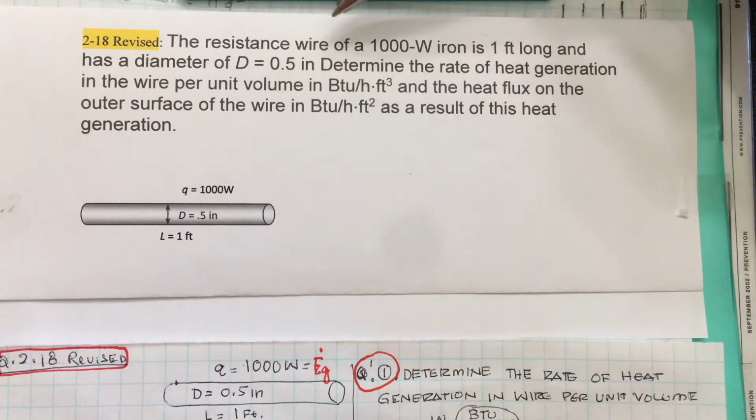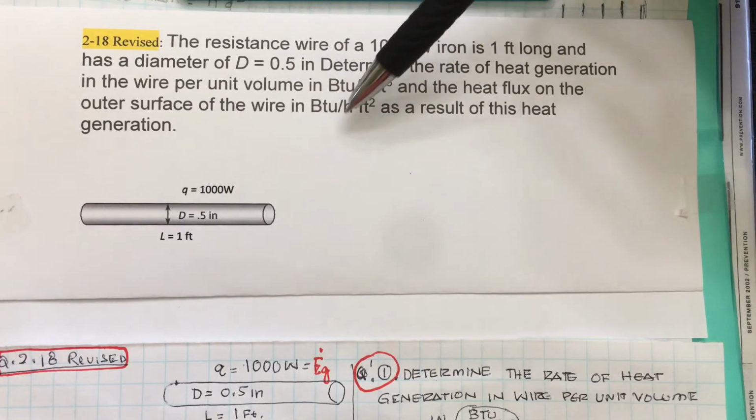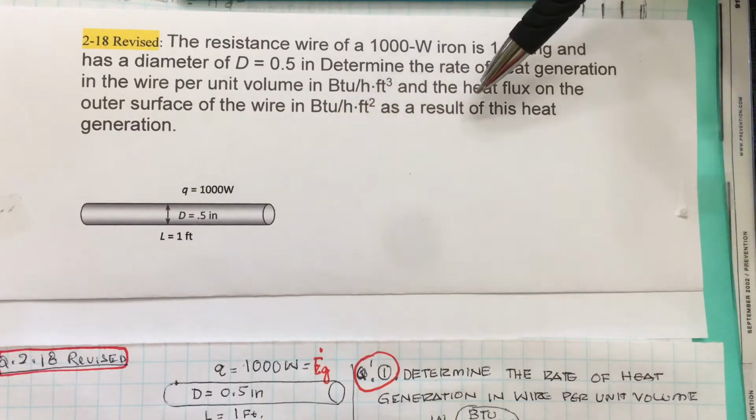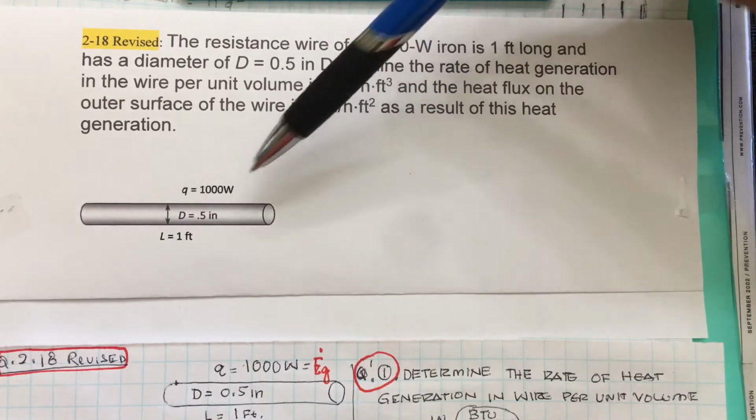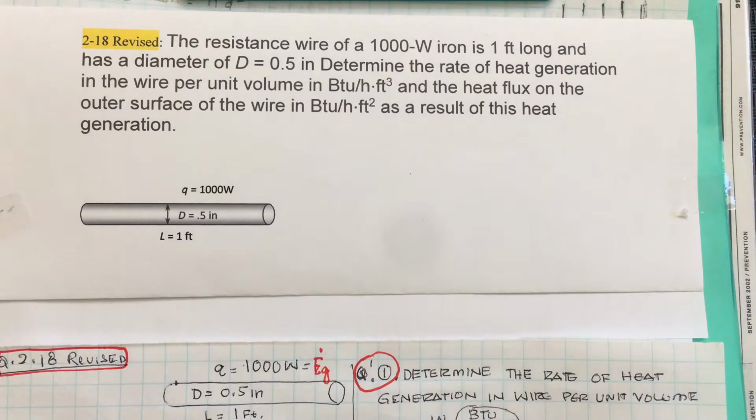The resistance wire of a 1,000-watt iron is 1 foot long and has a diameter of 0.5 inches. Determine the rate of heat generation in the wire per unit volume, in BTU per hour per feet cubed. This is the reason why I'm showing you this, so how to convert it. And also the heat flux on the outer surface of the wire, in BTU per hour per feet squared, as a result of this heat generation. So the dimensions are there, and the rating of the wire is given.